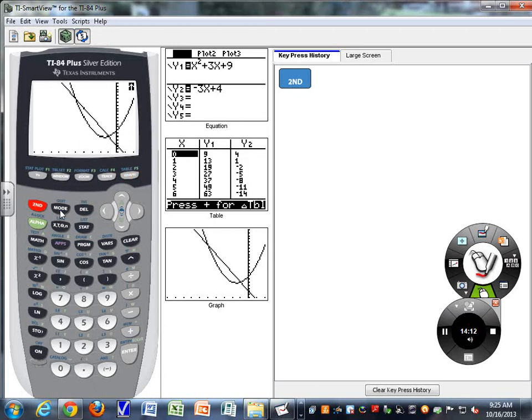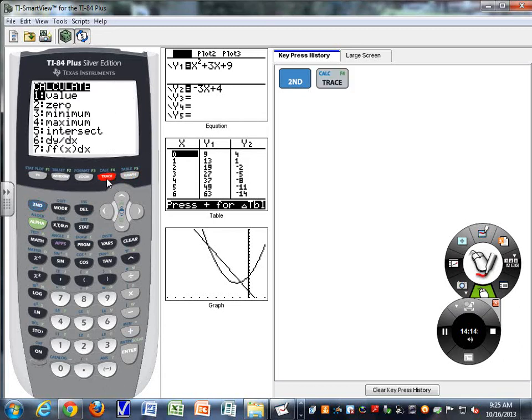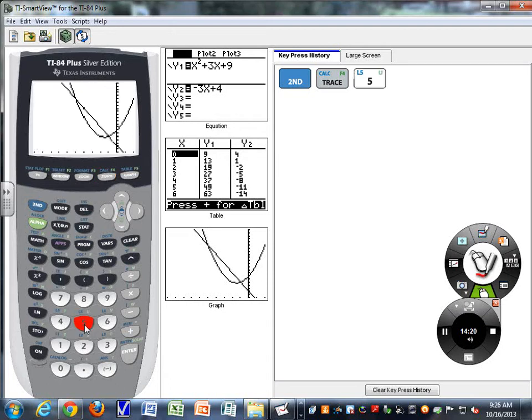Okay. Every time we want to calculate something on the graph, we get it at the same place. So I'm going to go second, and push trace, which is the calculate menu. What do you think we want to calculate today? Intersection. So choice 5, intersect. Notice it doesn't say left bound and right bound anymore. It says first curve. So it wants you to travel along the first curve that it puts you on. Notice it put me on the parabola, probably because my parabola was entered as the first equation.